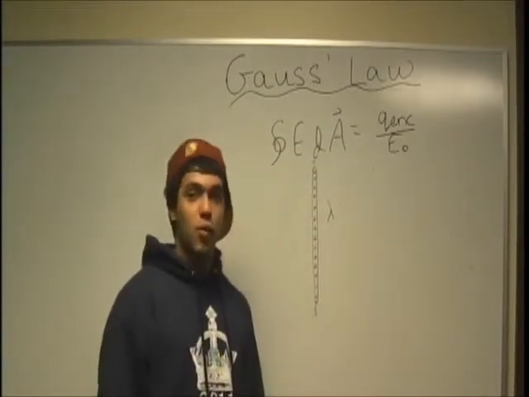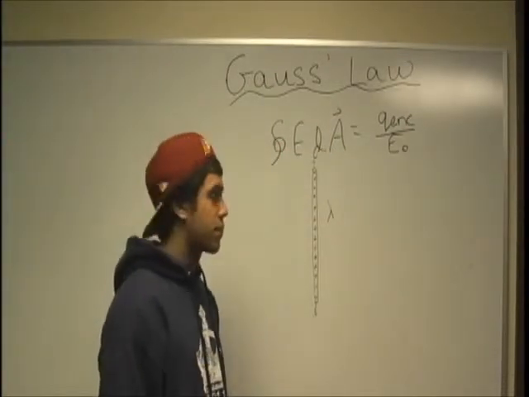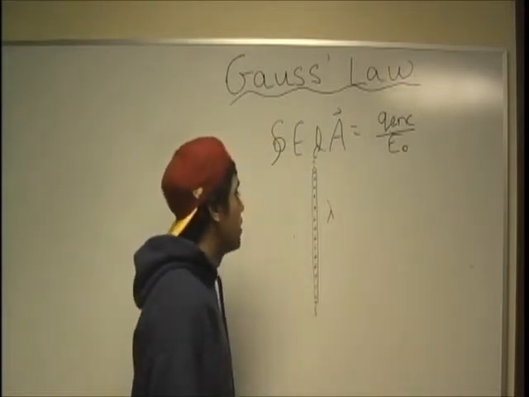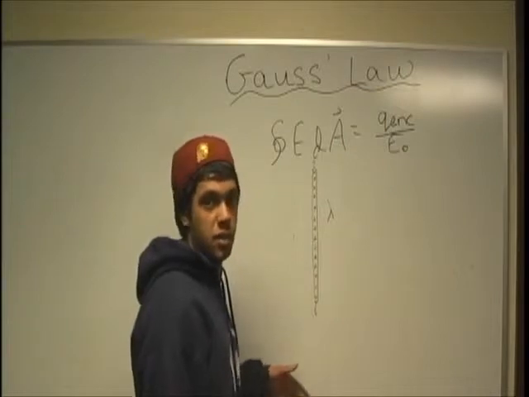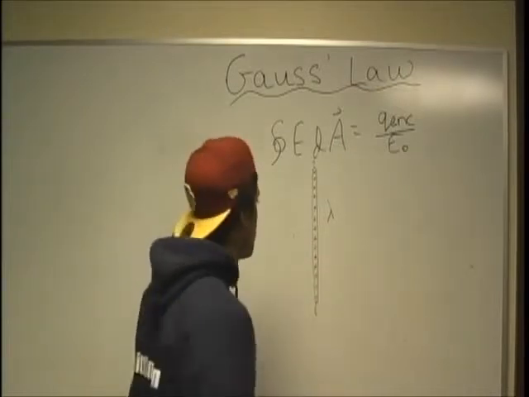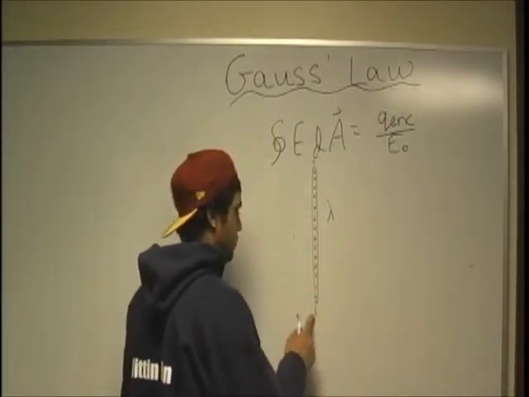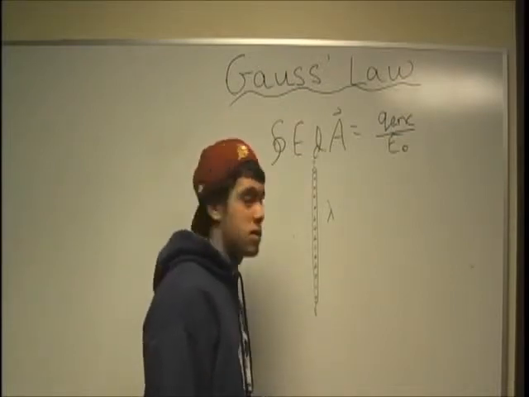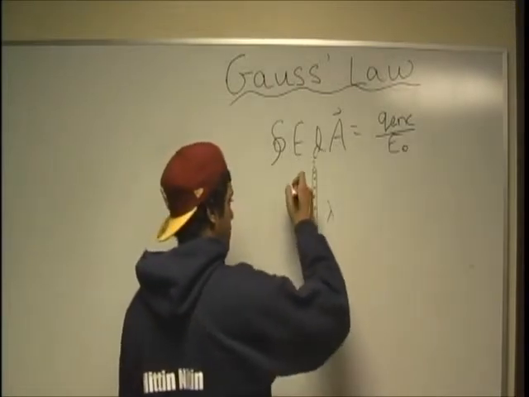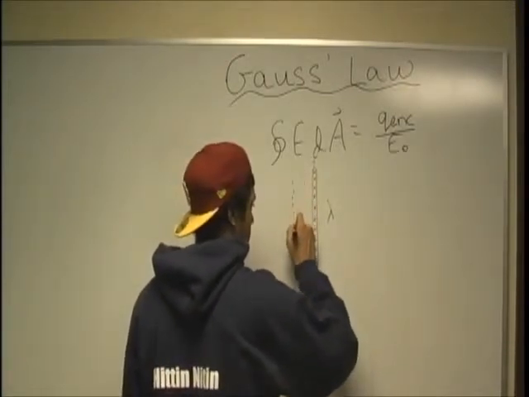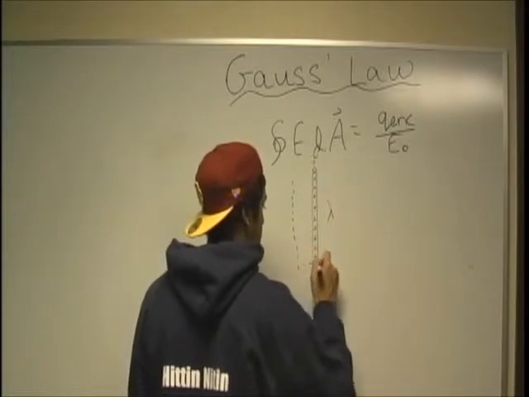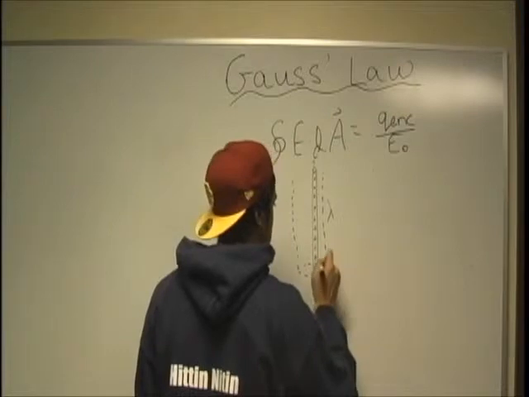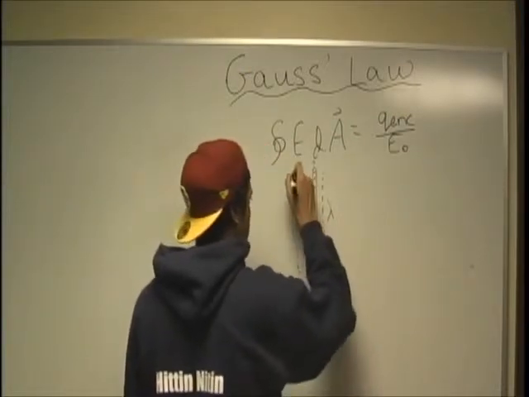Alright, now we're going to use Gauss's law to figure out the electric field at a point near a line of infinite length with charge density lambda. That's what I've got drawn here. So, if you remember, the first step is always to pick a Gaussian surface. I'm going to pick a cylinder. Imagine that's the same length on each side.